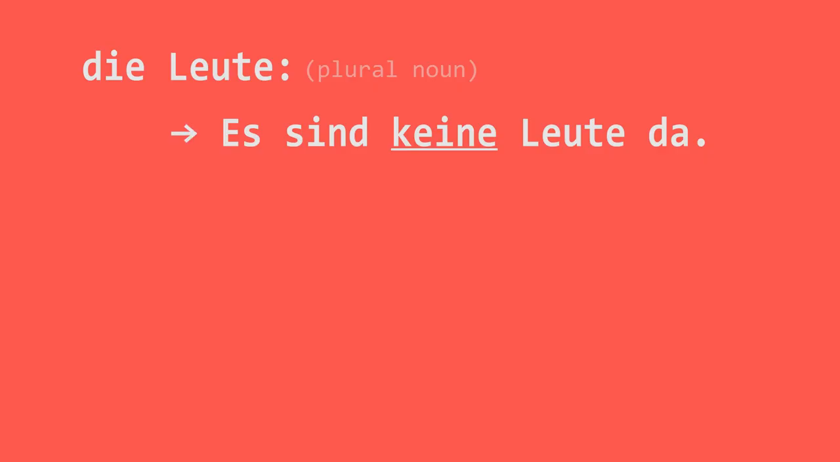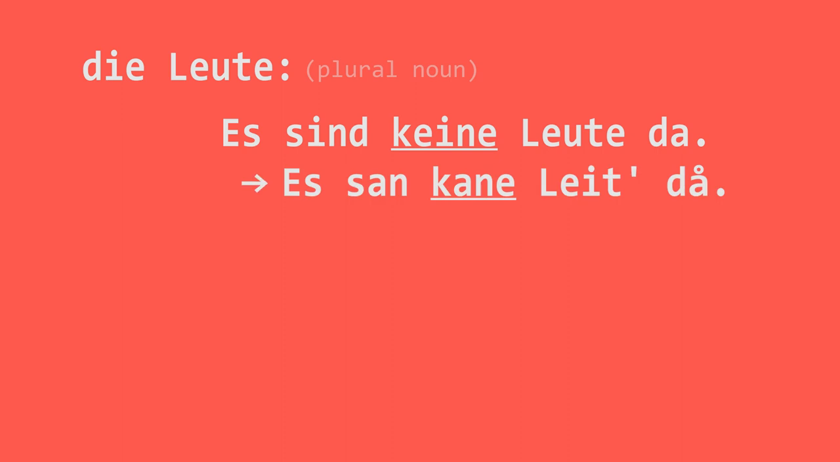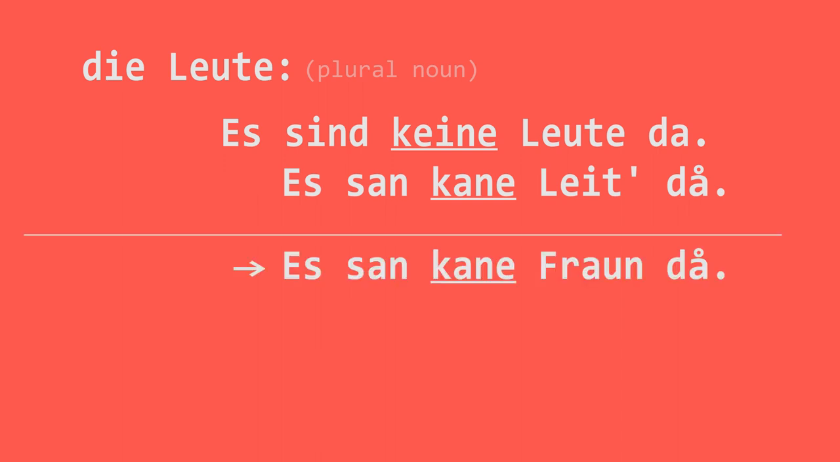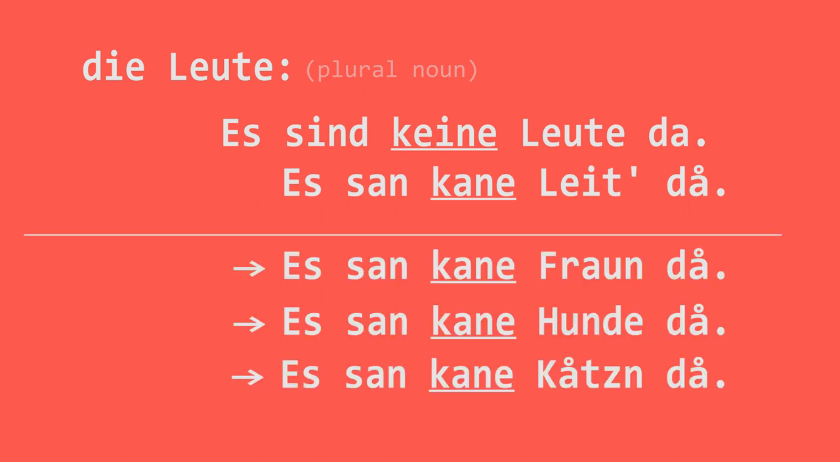Another example is if you say, es sind keine Leute da. In the Austrian dialect you would say, es sind keine Leute da. Und es sind keine Frauen da. Und es sind keine Hunde da. Und es sind keine Katzen da. So those are basically the three rules.